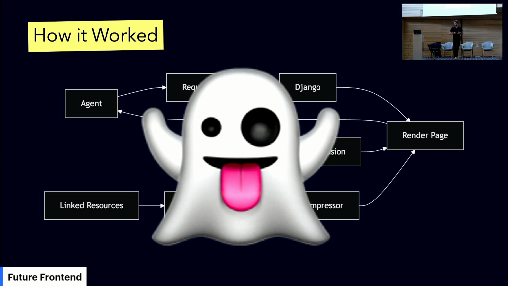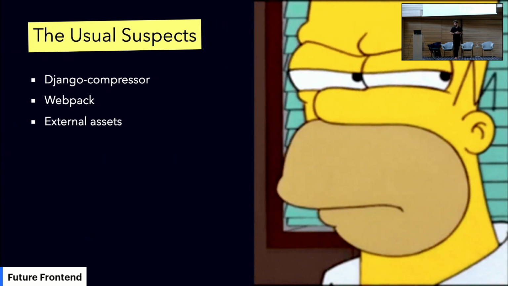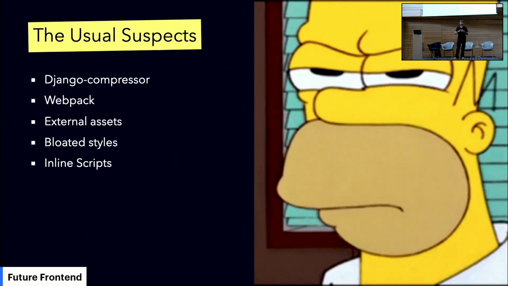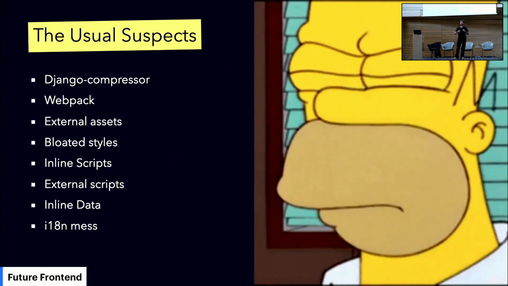We needed something more modern because we had the Django compressor, we had Webpack, we had some kind of external assets, some bloated styles everywhere. Some inline scripts inside every kind of views that were generated with Django. We had some external scripts. We had some data inline into the views to be consumed by the script inline into the views too. And a bit of a mess of internationalization because some parts of the application were translated using Django and passed as JavaScript variables into the rest of the application.